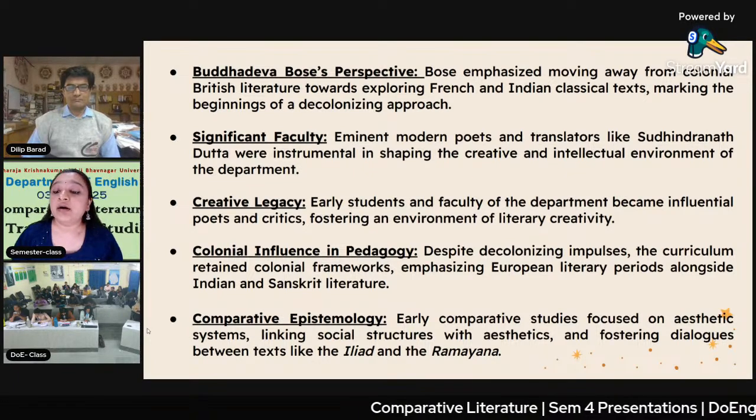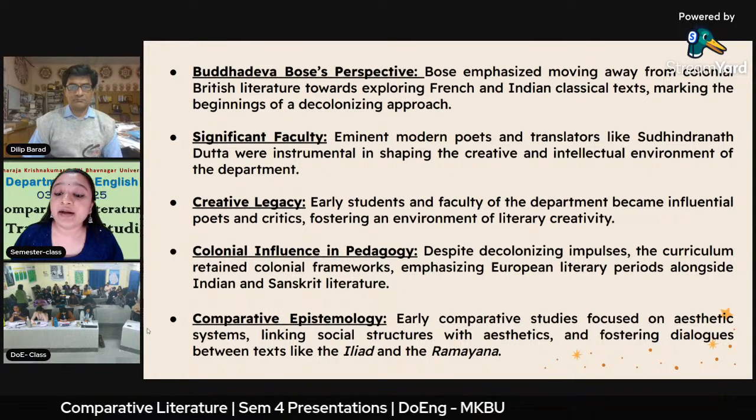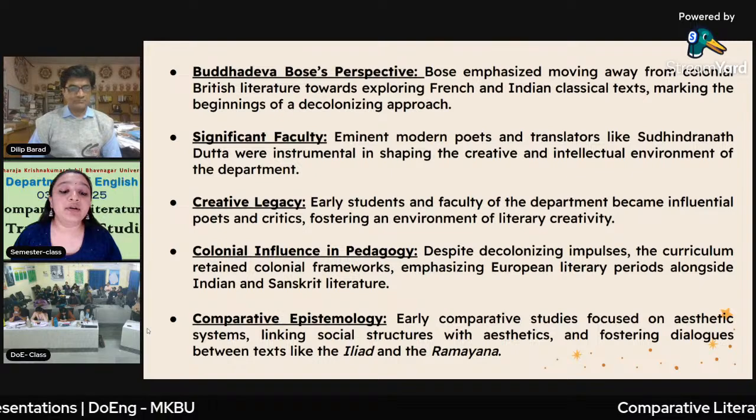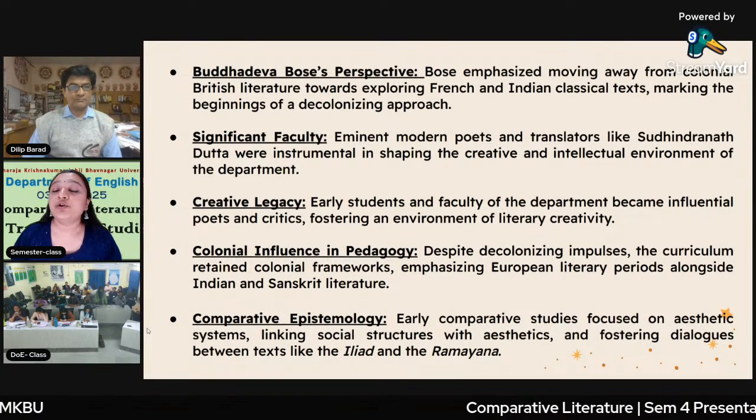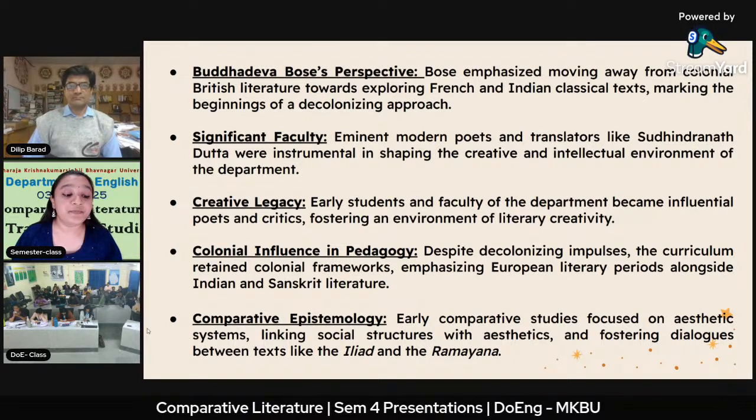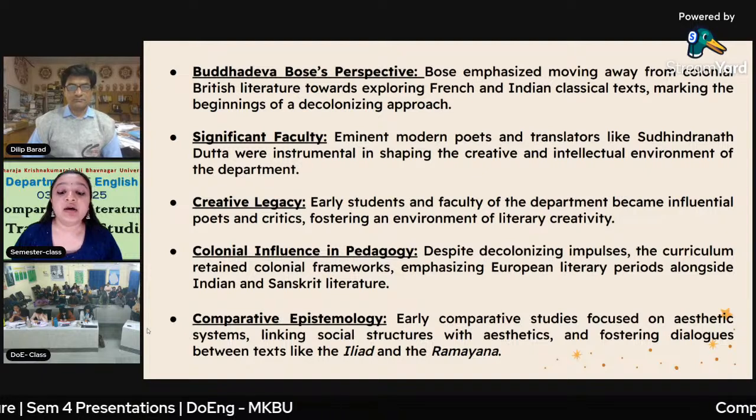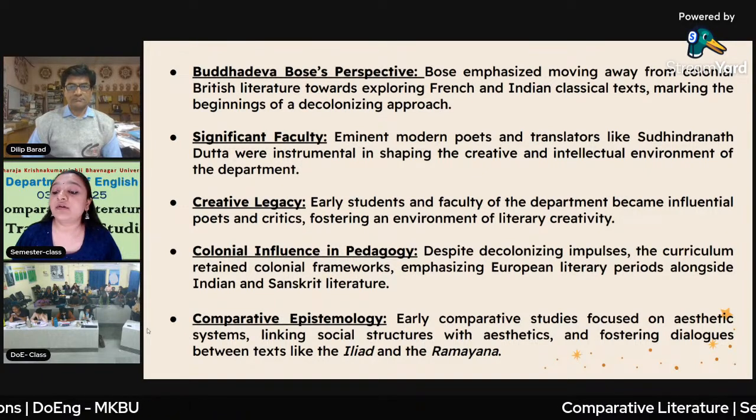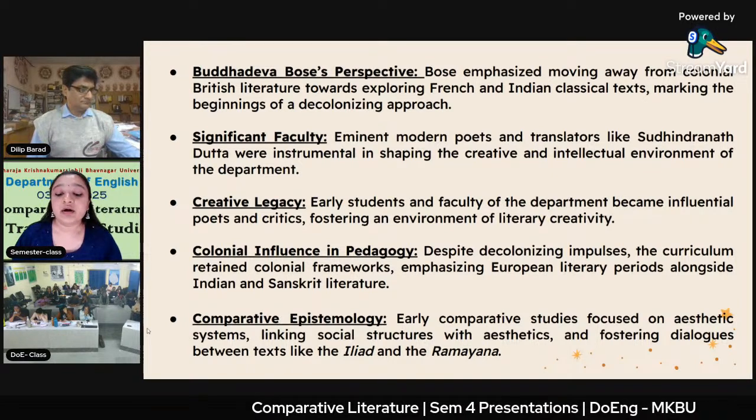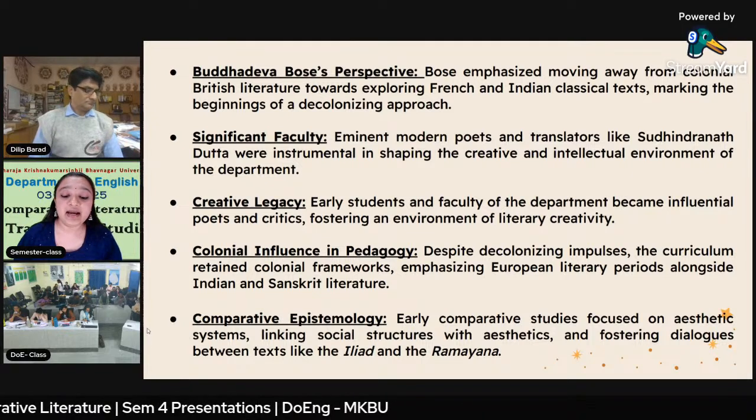an environment of literary creativity. Colonial influence in pedagogy: despite decolonizing impulses, the curriculum retained colonial frameworks, emphasizing European literary periods alongside Indian and Sanskrit literature. Comparative epistemology: early comparative studies focused on aesthetic systems, linking social structures with aesthetics and fostering dialogues between texts like the Iliad and the Ramayana.